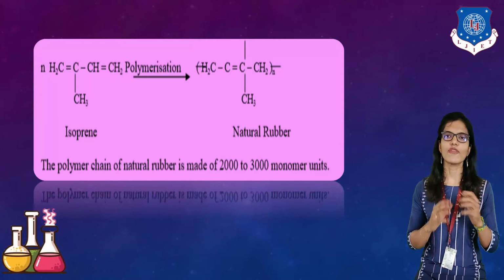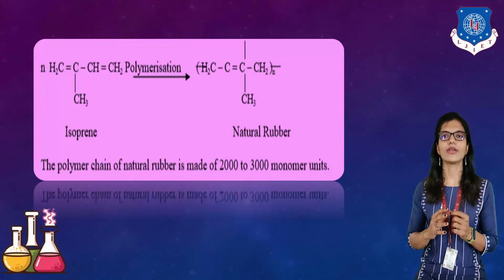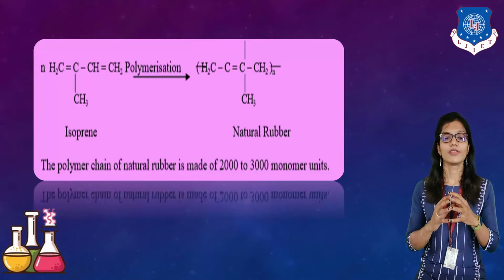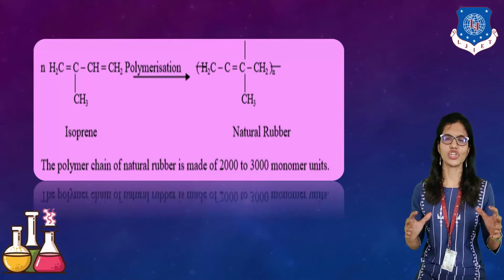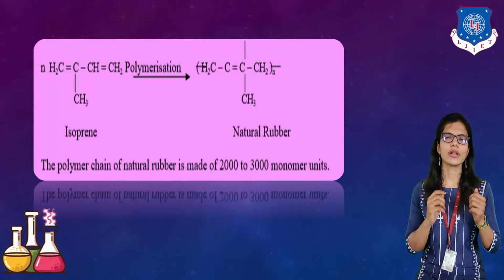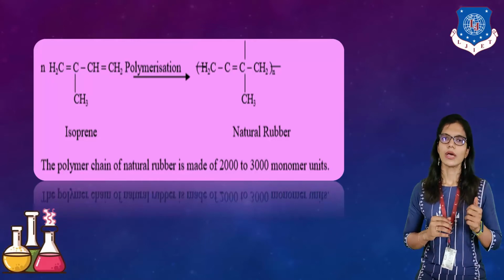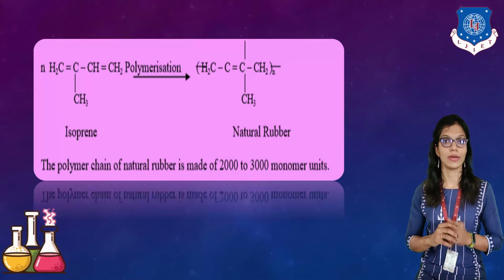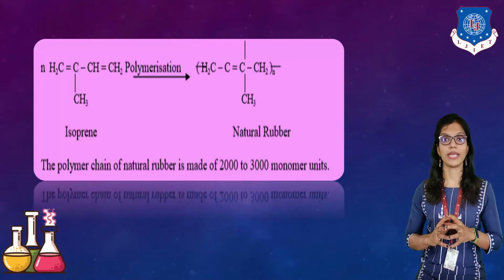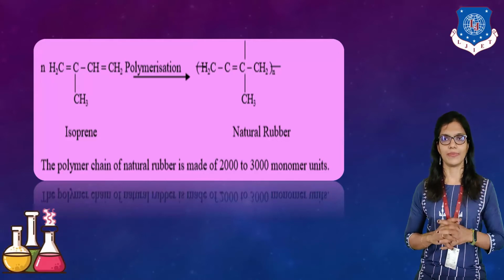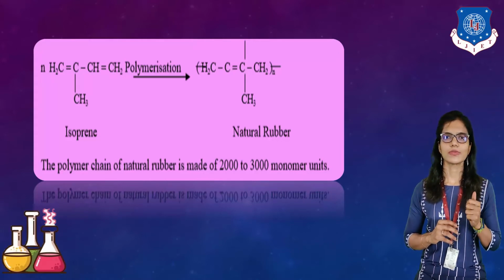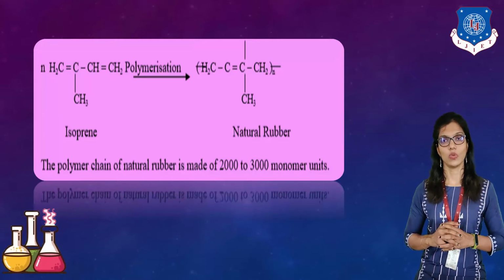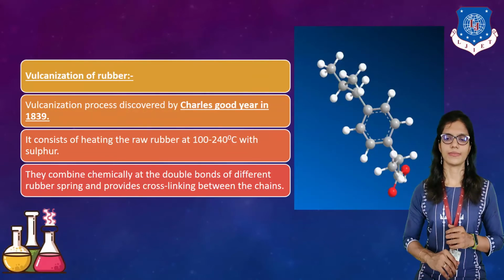So it's again a kind of long chain. It's again a kind of long polymer which combines with each other and forms a long chain which is known as natural rubber. Okay. So the polymer chain of a natural rubber is generally made up of 2000 to 3000 monomer units. They have a best property, that is the elasticity. Elasticity is 300% more than that of the polymer, and because of it they are known as elastomers.